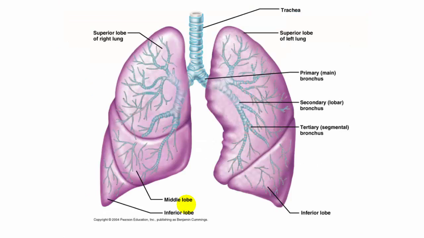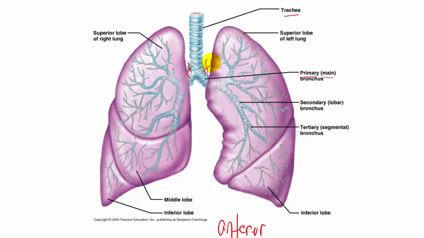So here we are. We're going to start here at the trachea. And the trachea comes down and splits into the primary bronchus, also called the main bronchus. So there's one on the right and there's one on the left. So keep in mind that this is an anterior view. So this would be the right bronchus and this would be the left. And if you did the cat dissection, you had to find them.